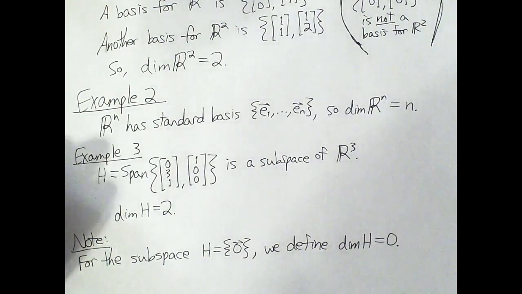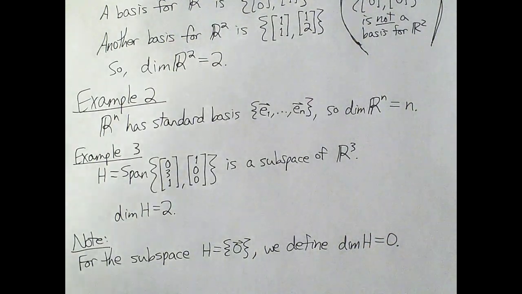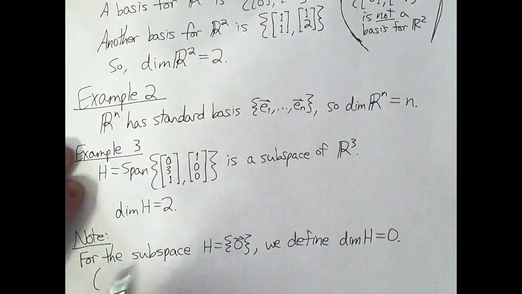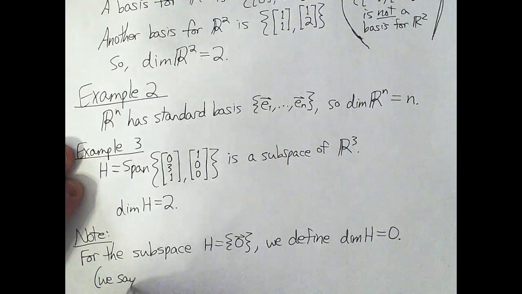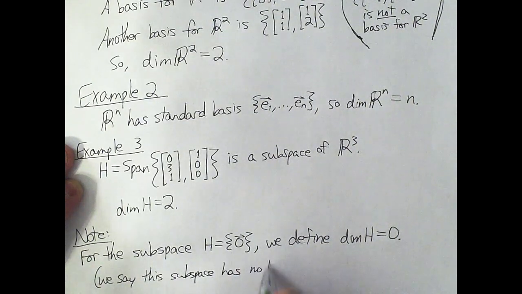This is kind of a separate thing that we are going out of our way to define. It's not a part of the above definition. The above definition is for non-zero subspaces. This is how we define the dimension of the zero subspace. And in parentheses, I'm going to say, we say this subspace has no basis.